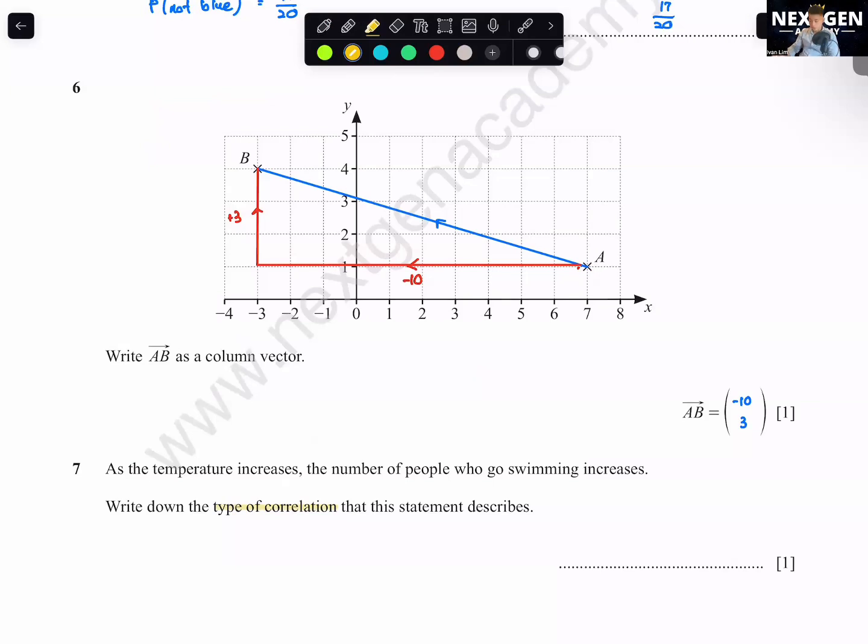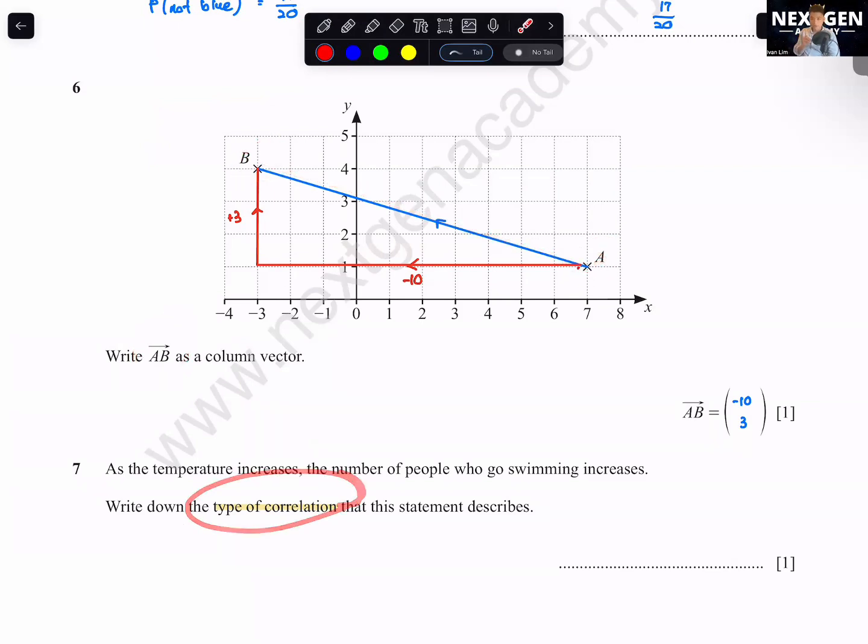You thought we add the coordinates of A and B. No, you don't add it up. Yeah, AB means the direction from A to B. Got it? So we need to understand what a vector means from here to here.